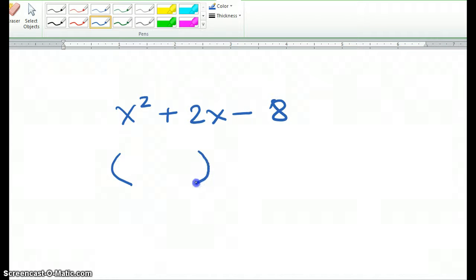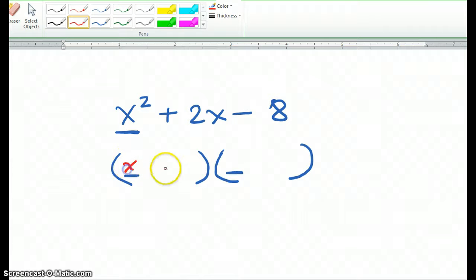So remember, we want to find out what two binomials are used to multiply to get this trinomial. So remember, this is the first term. So what we need to do is look at the first terms in the binomial. So the only way to get x squared is to multiply x times x. Okay, so that's pretty easy.